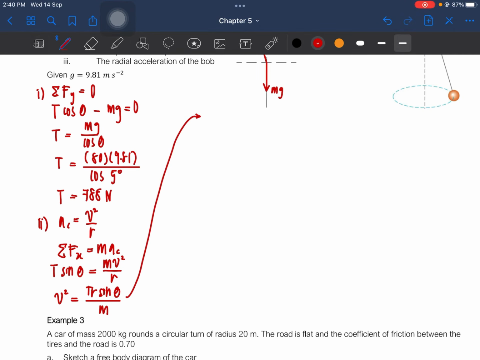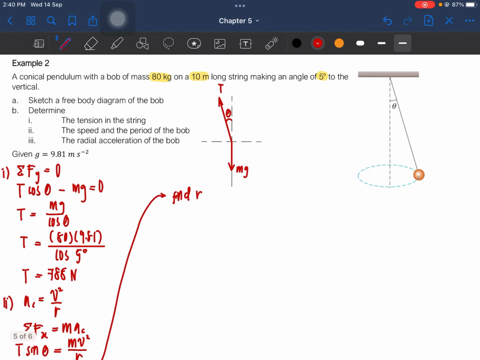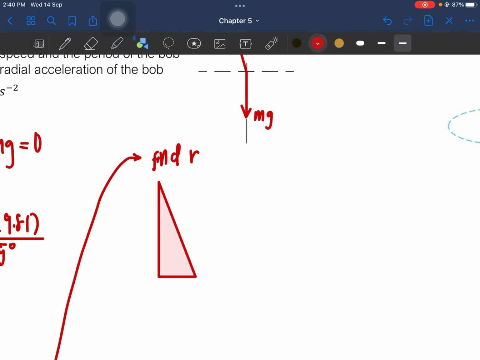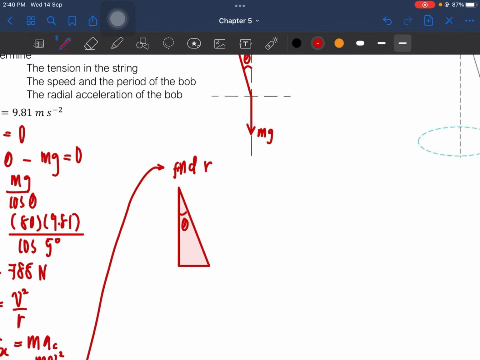Sekarang kita ada T, kita just perlu nilai R. So what is the value of R? Kita perlu find R. So macam mana kita cari R? Kalau kita tengok, actually kita punya motion of this pendulum bob ni adalah triangle. Bila kita buat macam ni, ini adalah kita punya length of string. This is our radius. So we are looking for this radius.